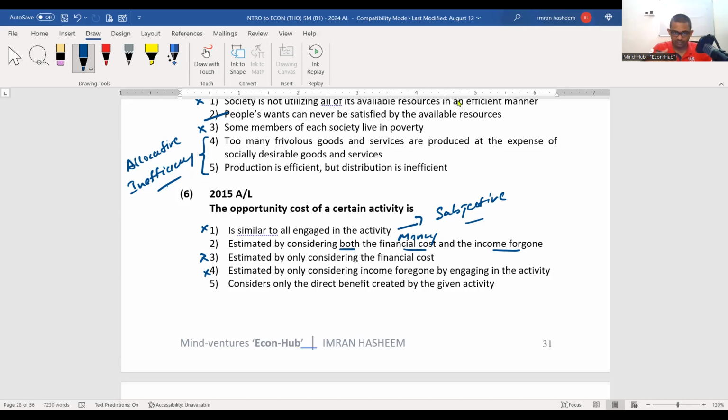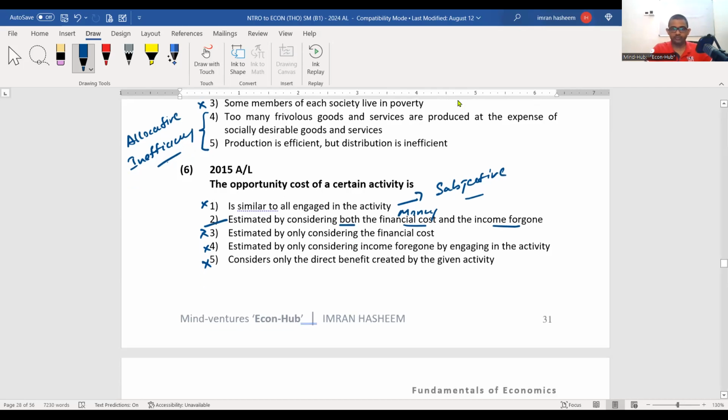Direct benefit is the reason we pay money and buy something or incur cost and do something to get the benefit. Opportunity cost is the benefit foregone, or the value of whatever we have given up. So that is not opportunity cost. Correct answer number 2.